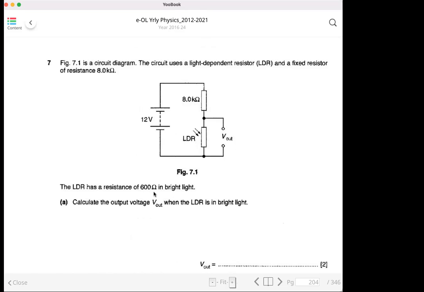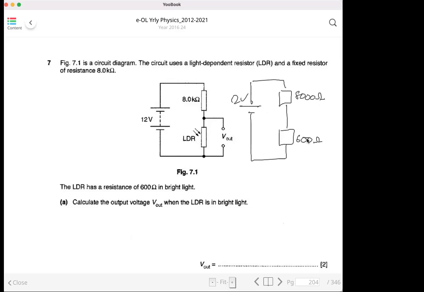Clear so far? So ignore the V out. What is happening here is you have two resistors. One is 8,000 ohm. The other one is 600 ohm. Okay, how is this EMF of 12 volt shared between these two resistors? It will be shared in the ratio of 8,000 to 600. Is that clear?